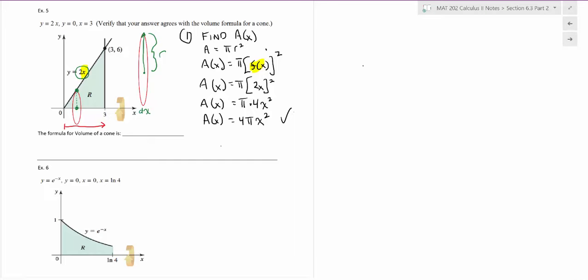Okay, step 2, we're going to go ahead and set up our integral now. So our volume is going to be represented by the integral. We're going to go from 0 to 3. That's what the problem pretty clearly states, is we're integrating from 0 to 3.